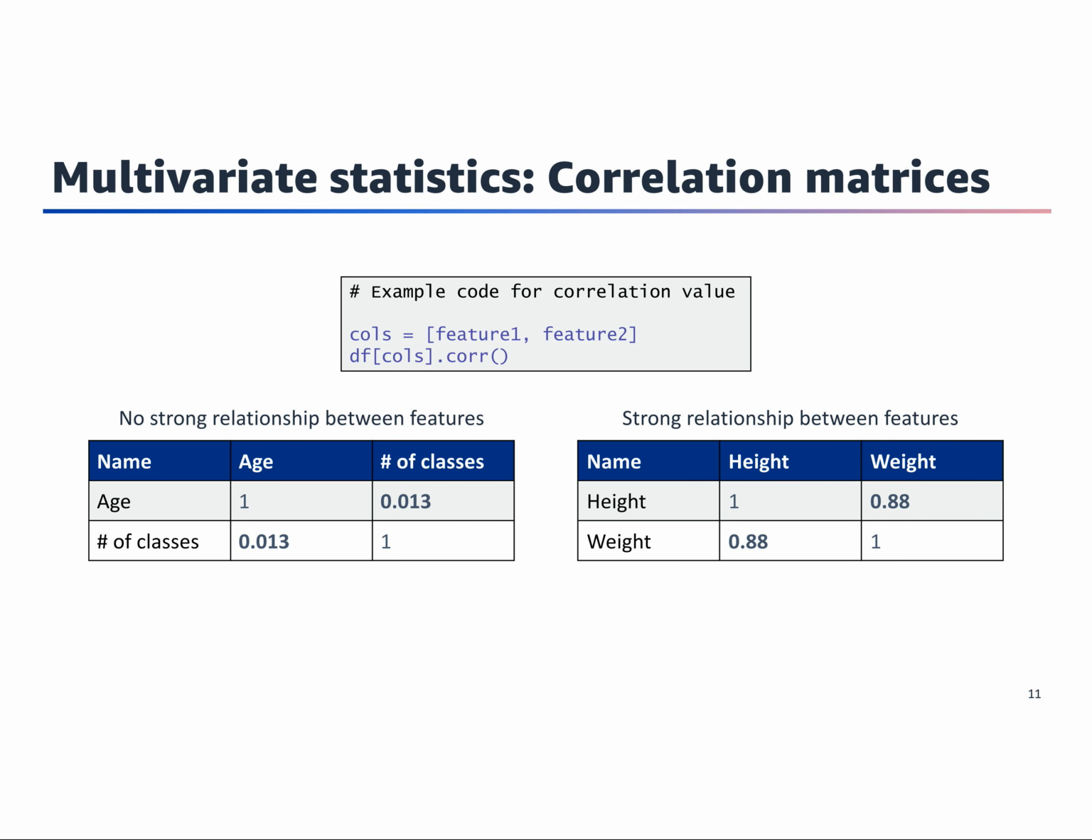This slide shows correlation matrices that are associated with the scatter plots from a previous slide. The evaluation of the correlations from looking at the scatter plots was correct. The correlation score of the first pair of features is low, close to 0, meaning that the number of classes is not strongly related to age. The correlation score of the second pair of features is high, close to 1, and positive, meaning that height is related to weight such that as height increases, weight tends to increase too.